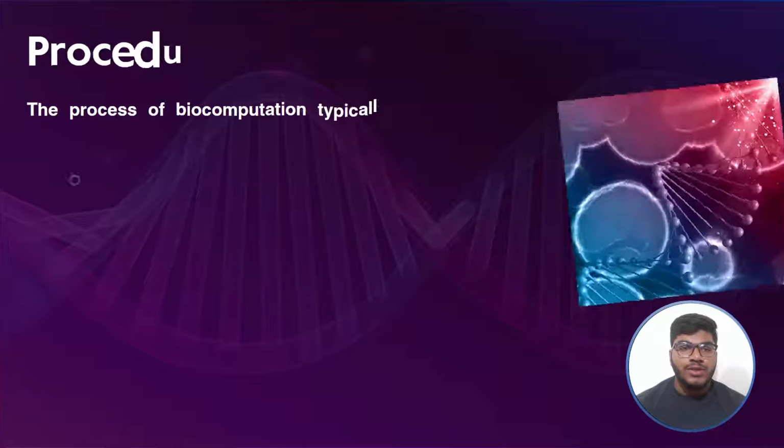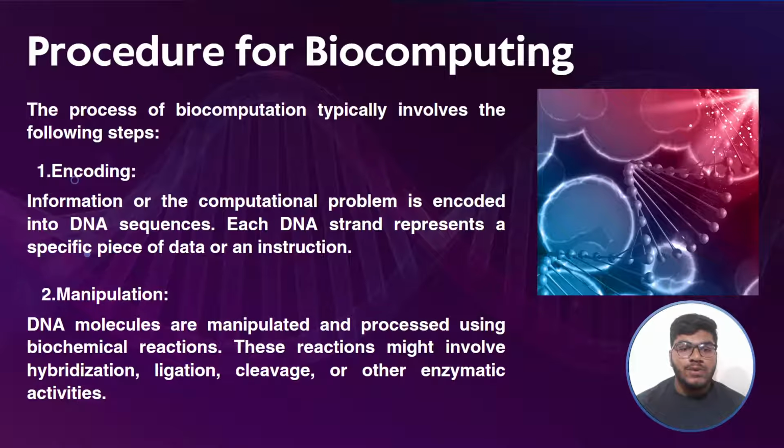Let's move on to the procedures involved in biocomputing. The process of biocomputation typically involves the following steps. The first step is encoding, where the information or the computational problem is encoded into DNA sequences. Each DNA strand represents a specific piece of data or an instruction. The second step of the procedure is manipulation. The DNA molecules are manipulated and processed using biochemical reactions. These reactions might involve hybridization, ligation, cleavage, or other enzymatic activities.